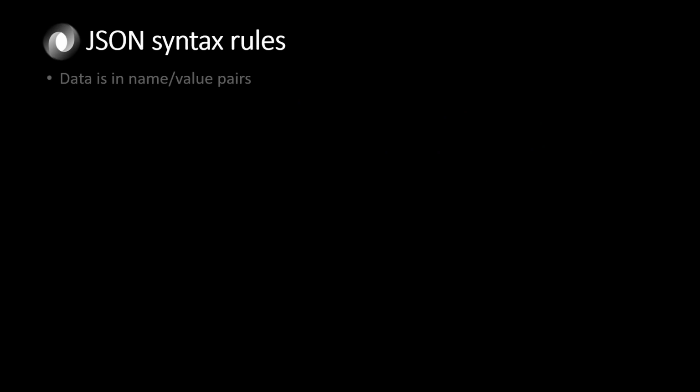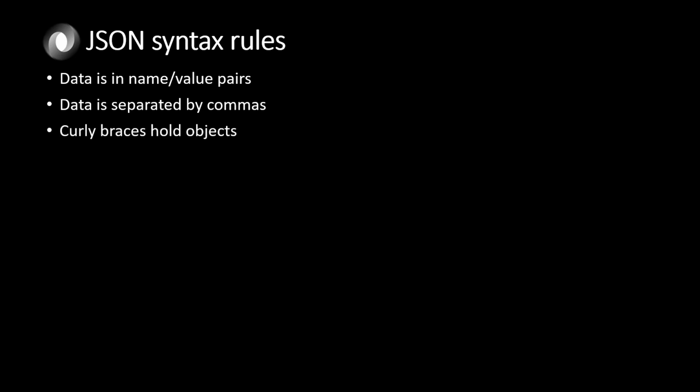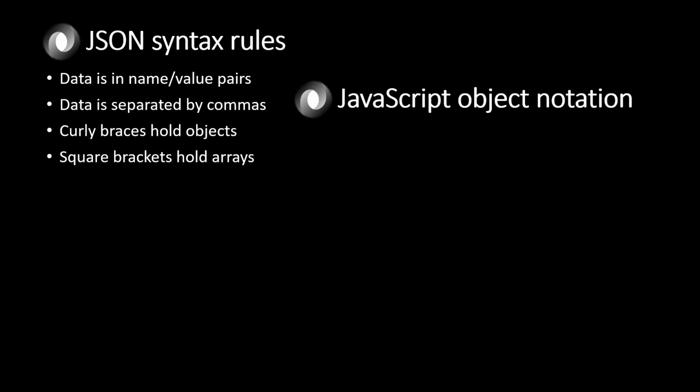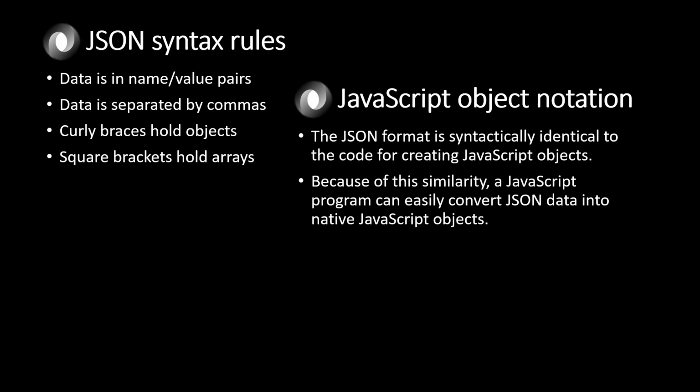JSON syntax rules. Data is name-value pairs. Data is separated by commas. Curly braces hold objects. Square brackets hold arrays. JavaScript Object Notation. The JSON format is syntactically identical to the code for creating JavaScript objects. Because of this similarity, a JavaScript program can easily convert JSON data into native JavaScript objects.